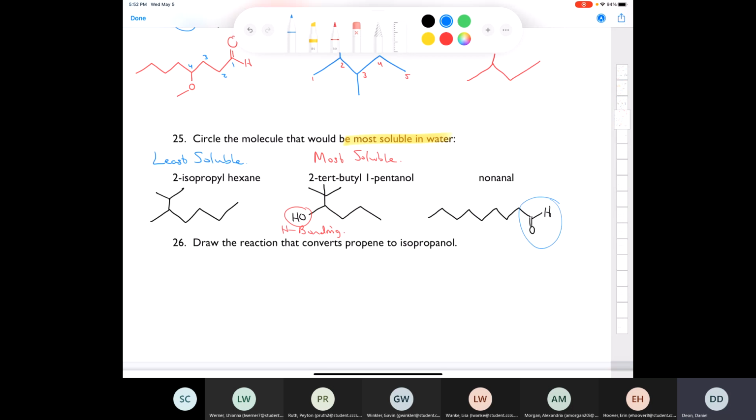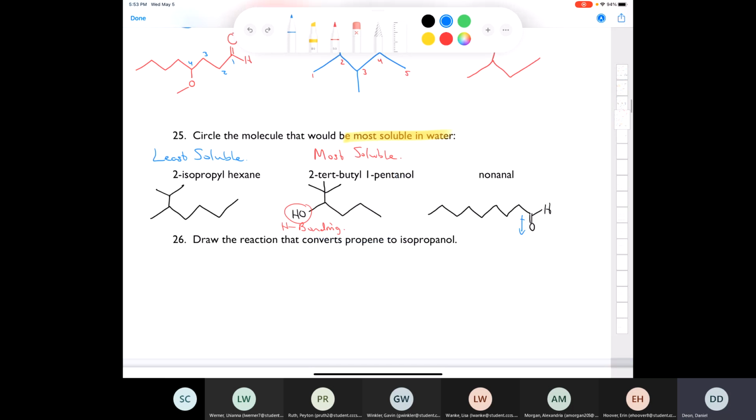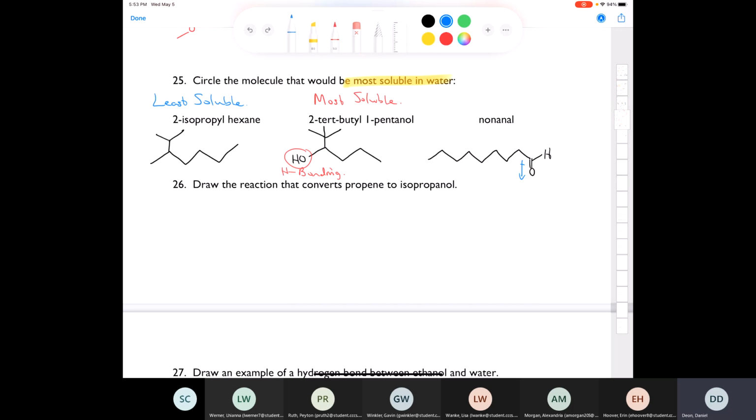Whereas a compound like nonanal is somewhere in the middle of the road, right? It does have a dipole in the molecule. However, because of this long carbon tail, it certainly won't be soluble in water. All right, even this compound's solubility in water would be limited, but it would be more soluble than the other ones. All right, next one.